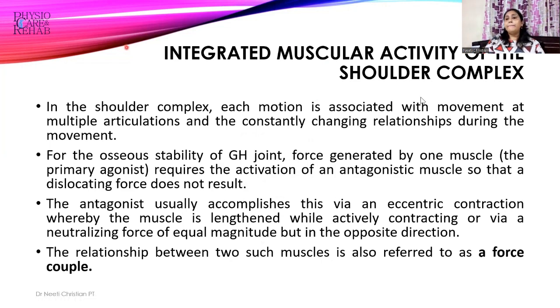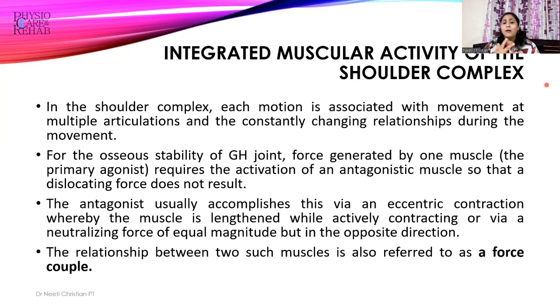Now, if we see the integrated muscle activity of the shoulder complex, what are these activities? In the shoulder complex, each motion is associated with movement at multiple articulations. So the relationship between the muscles constantly changes according to the movement. If we talk about the osseous or bony stability of the glenohumeral joint, the force generated by one muscle, called the primary agonist muscle, requires the activation of an antagonist muscle so that a dislocating force does not result.